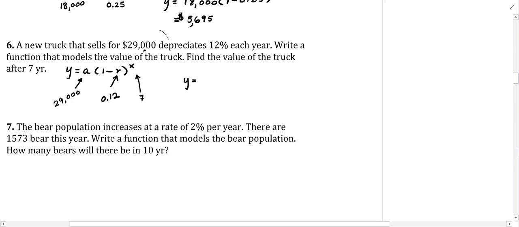Okay, so the first question is write the function. So y equals 29,000 times (1 minus 0.12). And if this is a multiple choice question, it could look like this. What's 1 minus 0.12? Okay, 0.88. And then we're going to plug in the x value, which is a 7.